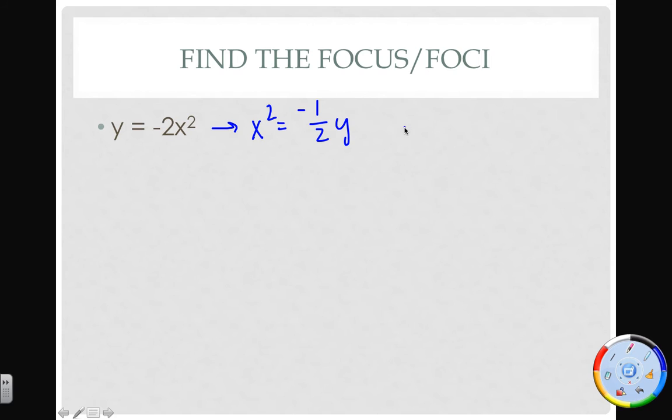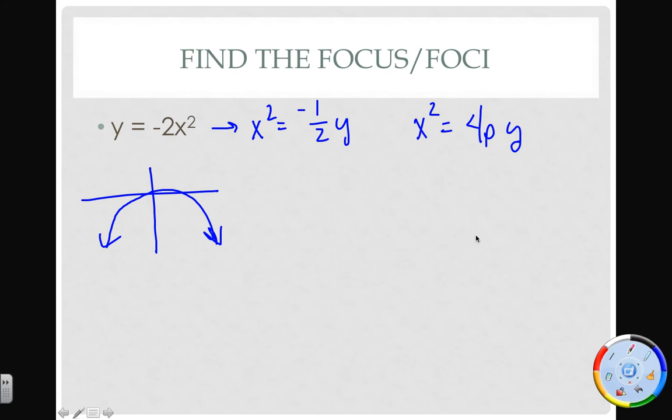So I need to find the p-value. By the way, this picture actually looks like this because I wasn't paying attention to non-standard form. This is going to look like this, and my focus is going to be down here. So I know the standard equation has to be x squared equals 4py.